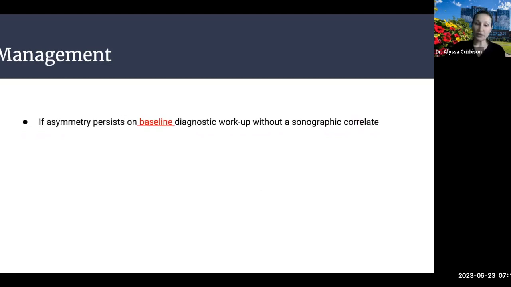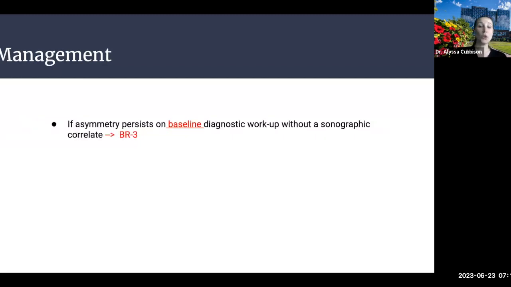So this is a different clinical scenario. If an asymmetry persists on a baseline diagnostic workup with no sonographic correlate, so baseline meaning this is their first mammogram, we have no mammograms to compare to. We did the additional views for the asymmetry. We found that it did persist, meaning we couldn't completely convince ourselves that it was just normal tissue. We sent them to ultrasound. We didn't see an ultrasound correlate. Those, according to our literature, are assigned to BI-RADS 3. BI-RADS 3s are what we consider to be probably benign, and we usually follow them with imaging. In this case, they would follow them with a mammogram because nothing was seen on ultrasound.